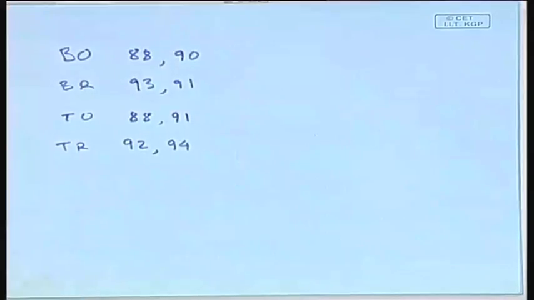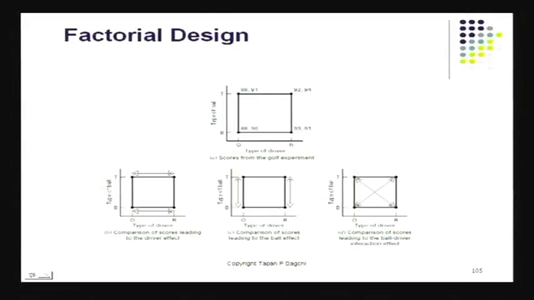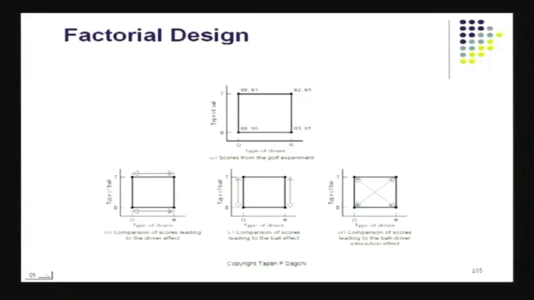Now, of course, I have to do my calculation because I have to find the effect of, for example, type B ball, type T ball. I have to find the effect of using the O driver as opposed to using the R driver. Basically, we would like to know, is there an effect due to changing the driver with which I hit the ball? Is there an impact on my score if I change the driver from the O-type driver to an R-type driver? This is one of the things I would like to find out.